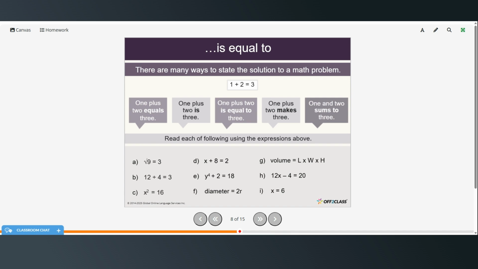Alright, so now see if you can read each of the following. The square root of 9 equals 3. 12 divided by 4 equals 3. X squared equals 16. X plus 8 equals 2. Y to the 4th plus 2 is 18. The diameter equals 2r. The volume equals length times width times height. This one is 12x minus 4 equals 20. And x is equal to 6.